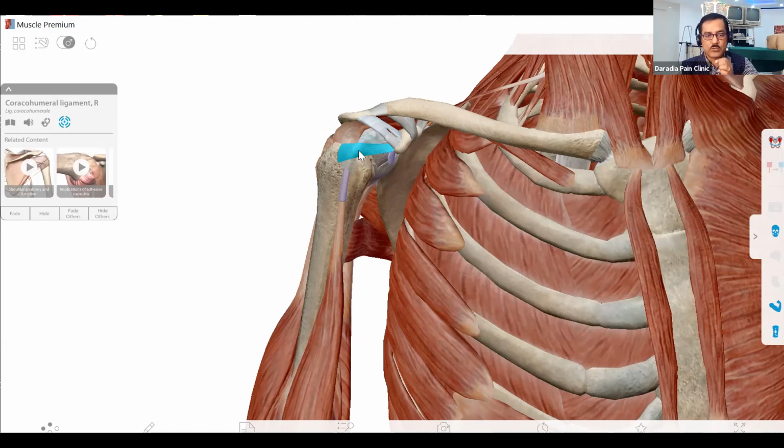Many times we look at these 2 ligaments to see their thickness, to understand whether the patient is having frozen shoulder. By looking at the measurement, we can understand that.